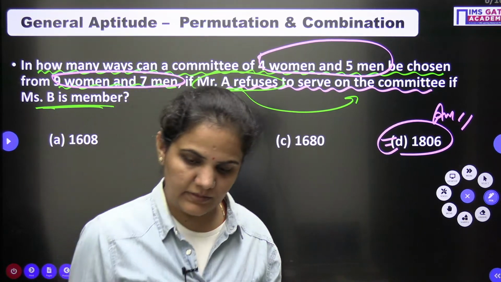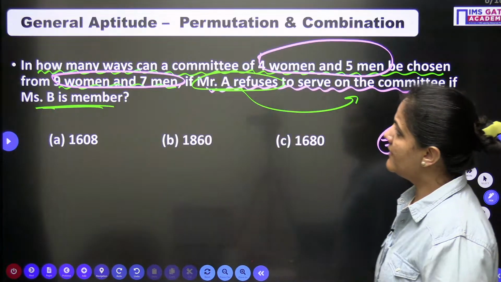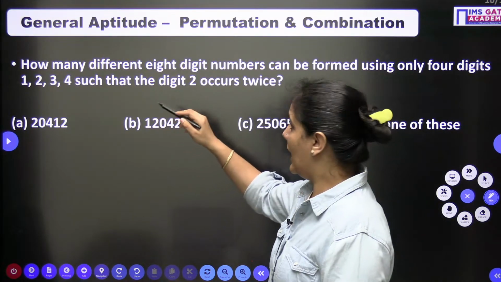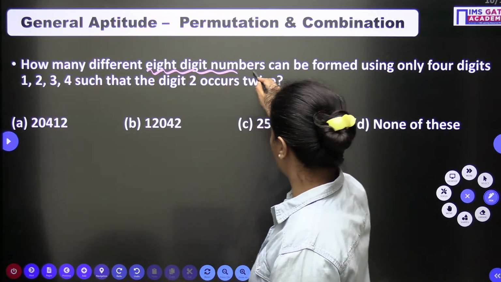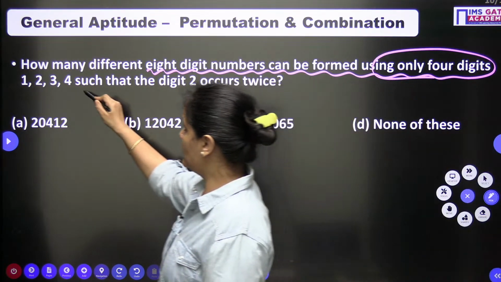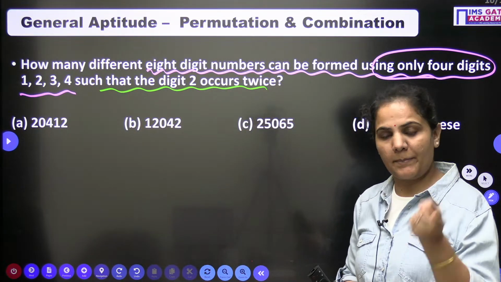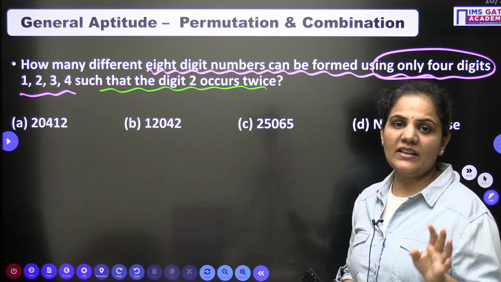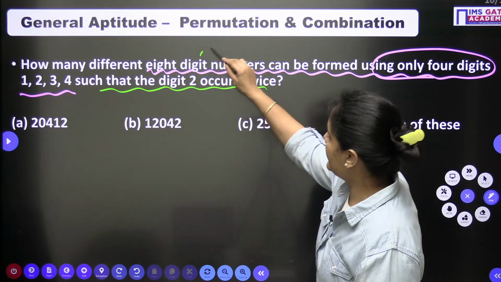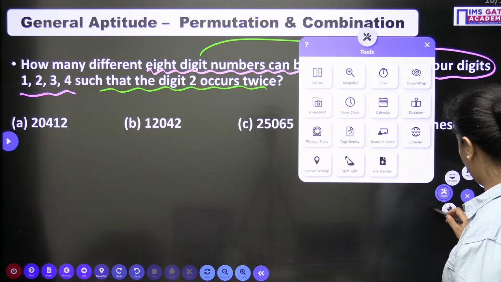Alright guys. These two questions I gave you already as homework. Now let's come to the next question. This is a good question: how many different 8-digit numbers can be formed using only 4 digits 1, 2, 3, 4 such that the digit 2 occurs twice? You can repeat 2 twice, otherwise all numbers should come once only, and you need to make an 8-digit number using these. Okay, so go for it.